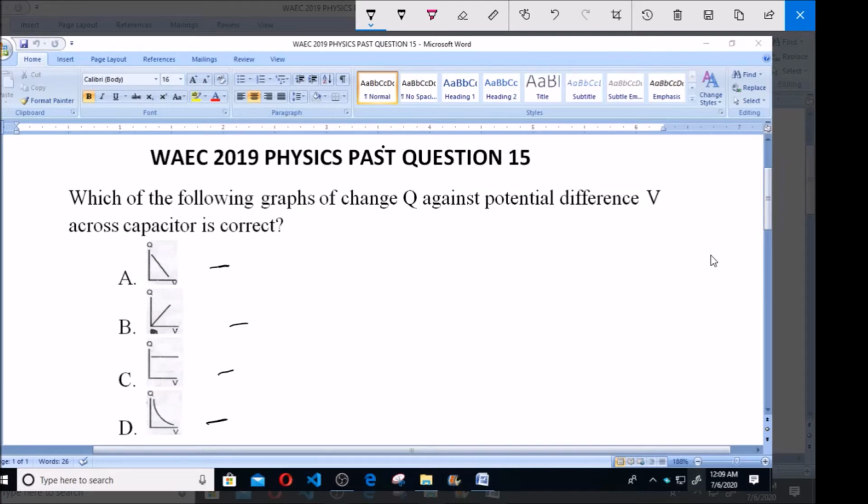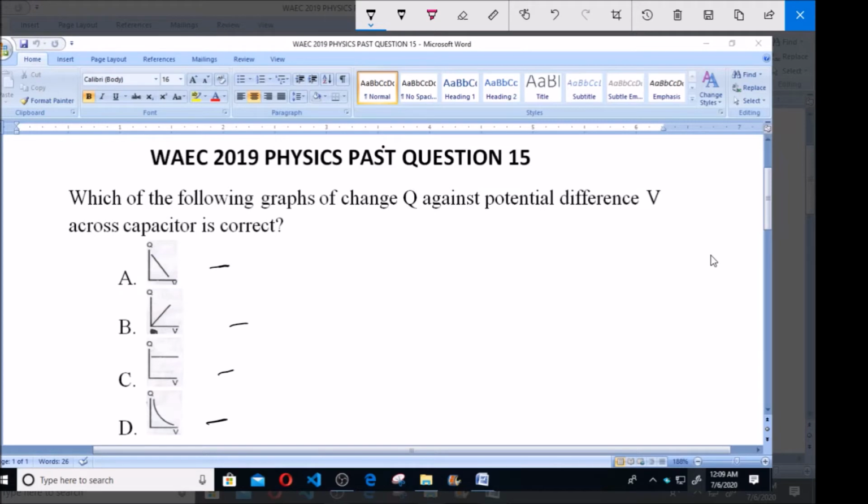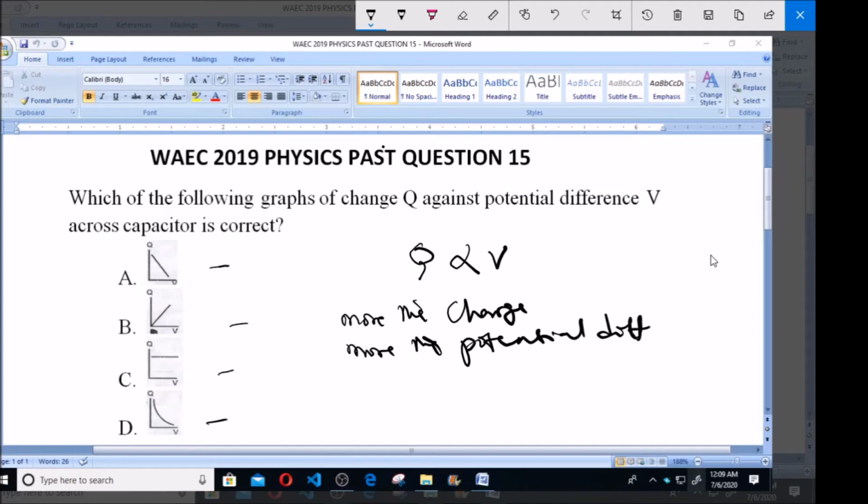So the graph of Q, which is the quantity of charge, against the potential difference is supposed to be a direct proportional graph. So we are supposed to have Q varying directly as V, because the more the charge, the more the potential difference. So there is supposed to be a direct proportionality between Q and V.